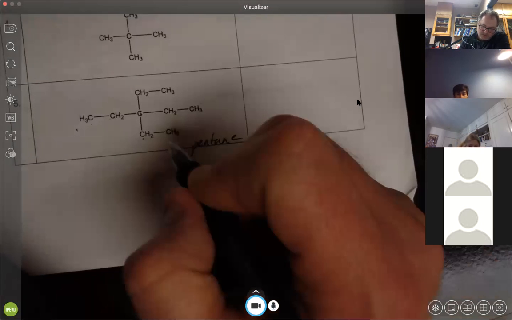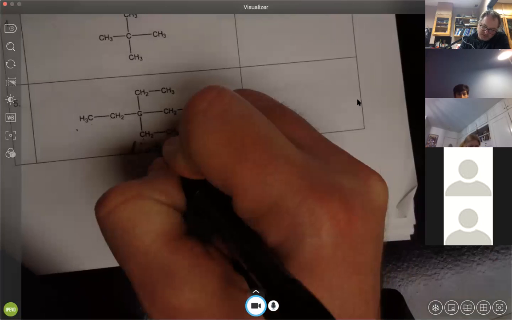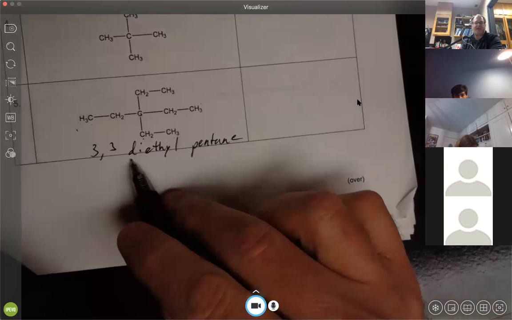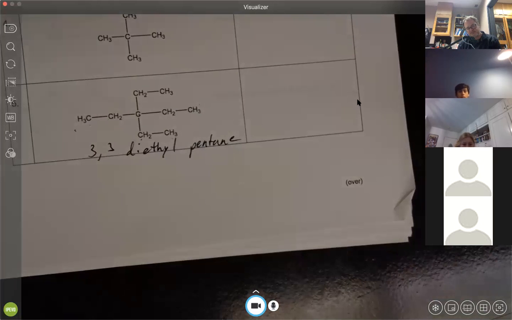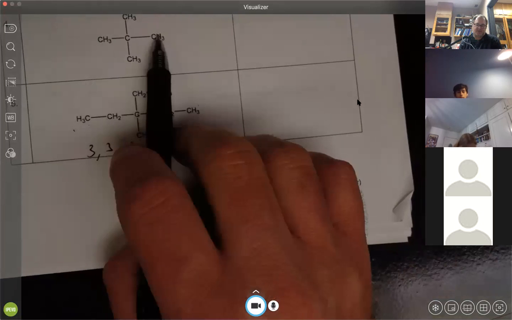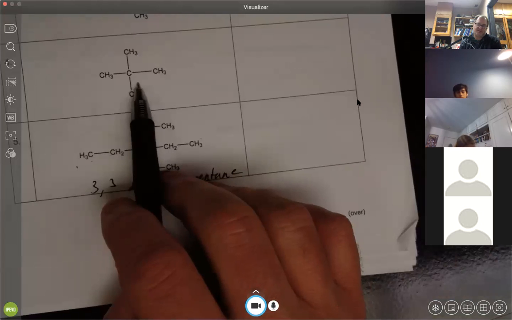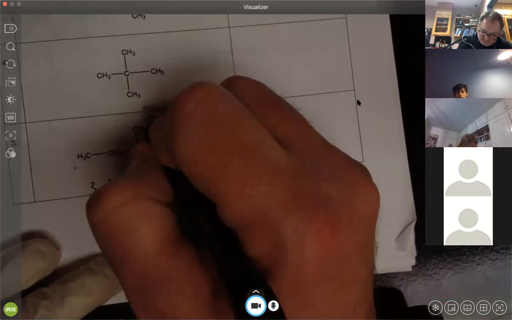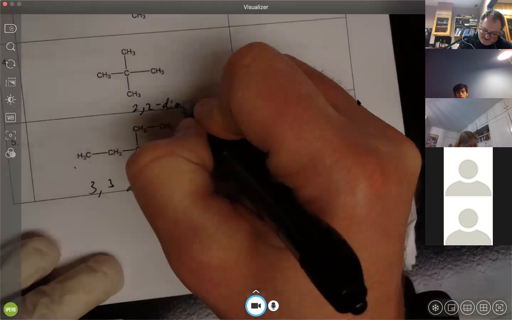Why did you put double 3s? So anytime you have di, that means that you better have 2 numbers, right? Because you got to describe where both of them are. So 3, 3. If you have di, you have to have 2 numbers in front of it. 1, 2, 3. So this is, did you put 2 or 2, 2? 2, 2. Did you put 2, 2 dimethyl propane? No, I just put 2 dimethyl propane, but now I know what I did wrong. All right, cool.